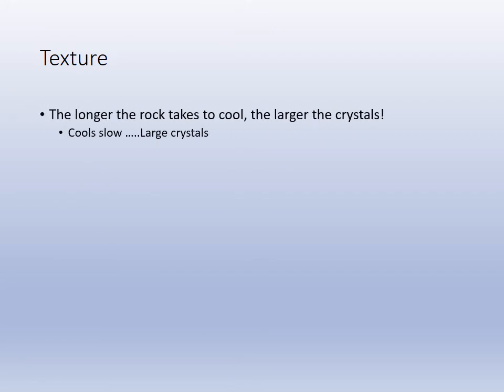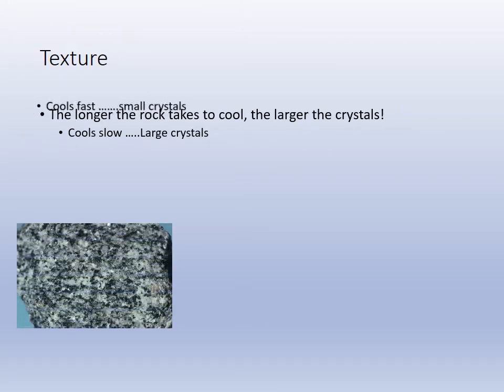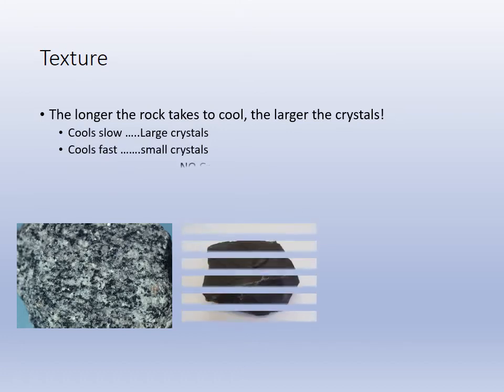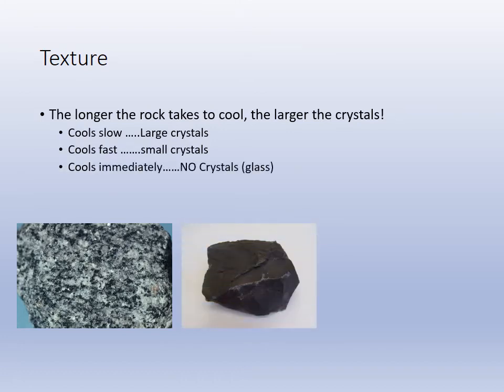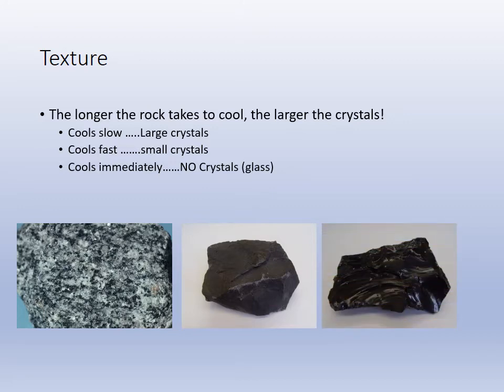The longer a rock takes to cool, the larger the crystals. The faster it cools, the smaller the crystals. On the left, you can see crystals, rather large grained, cooled slowly. The center image is basalt. It's dark colored and very fine crystalled. The last, obsidian, is glassy, no crystals. So you are moving from cooling slowly, cooling fast, to immediate cooling, and you can tell that by the texture.